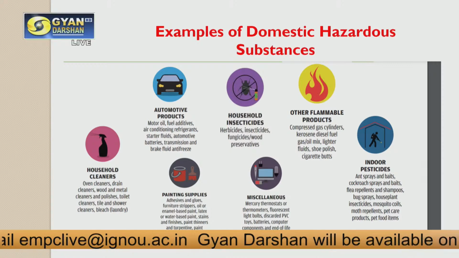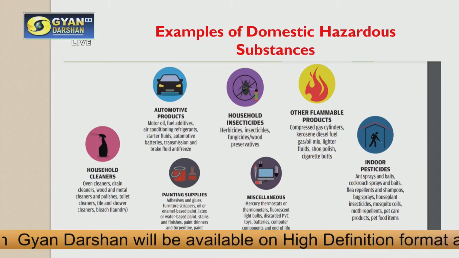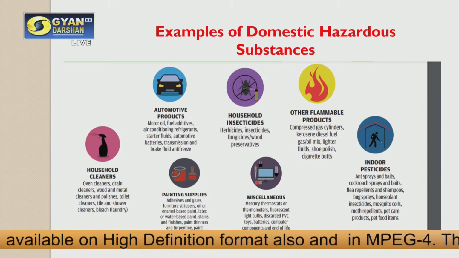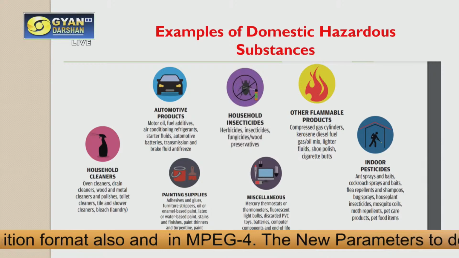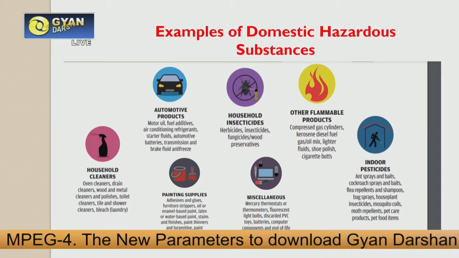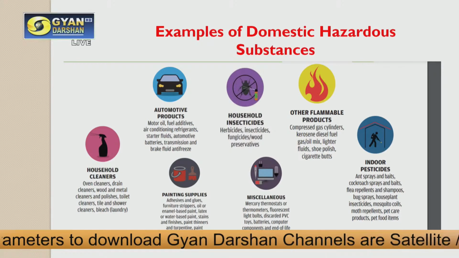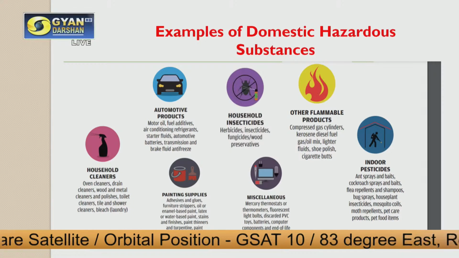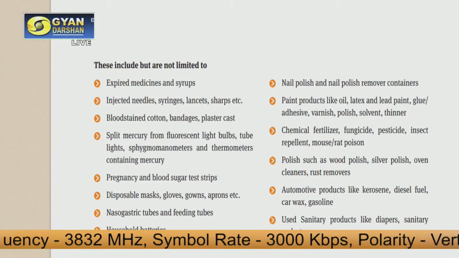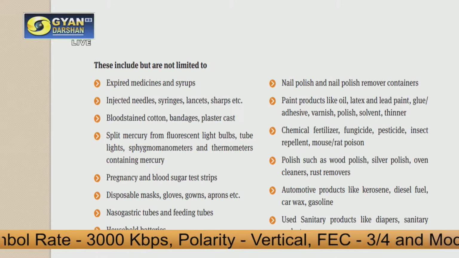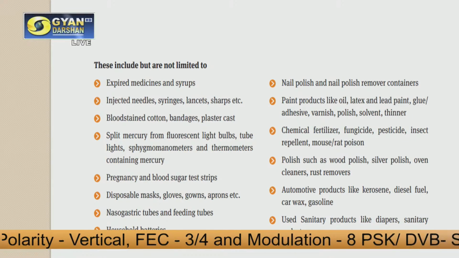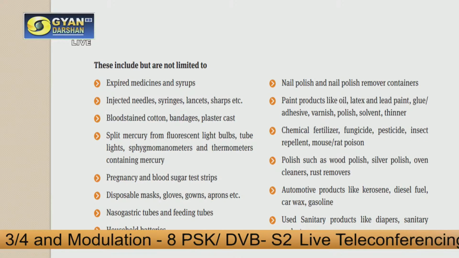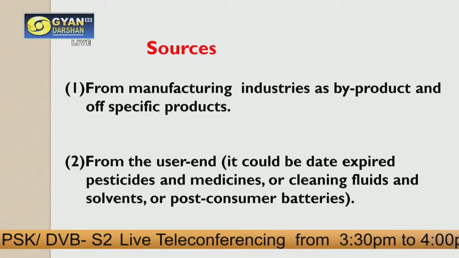Then we have flammable products like compressed gas cylinders, kerosene, diesel fuels, shoe polish, cigarette butts, they are a part of it. Indoor pesticides we use, for example, ant sprays, cockroach sprays, bug sprays, mosquito coils, moth repellents, pet care products, and miscellaneous substances, for example, mercury thermostats, thermometers, discarded PVC toys, and so on and so forth. So these are various substances. And on another screen you can also see a more elaborate list. We have expired medicines, needles, cotton, sugar test strips. The list is very long.